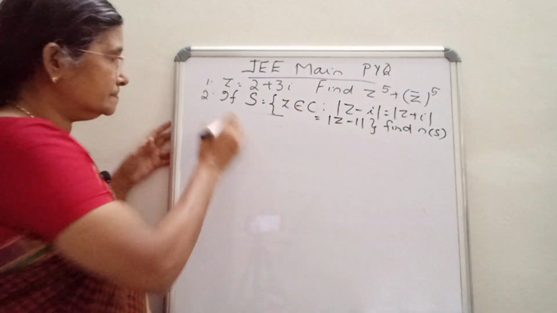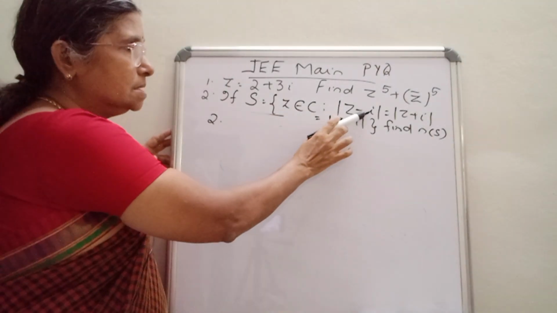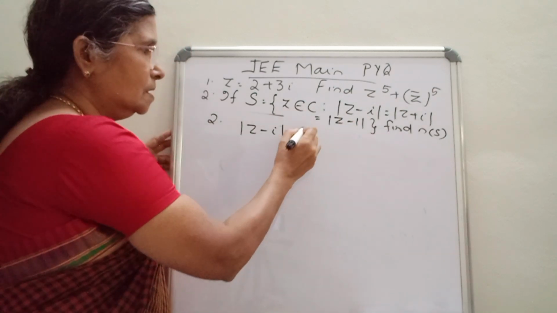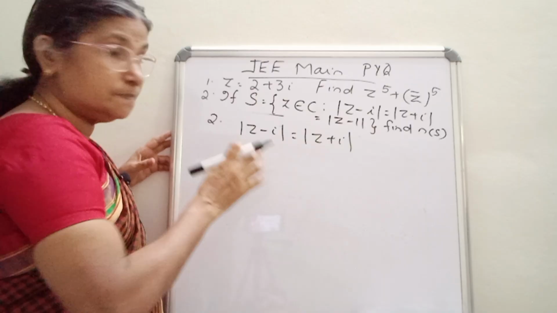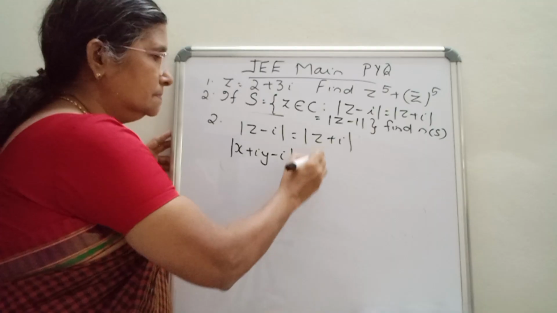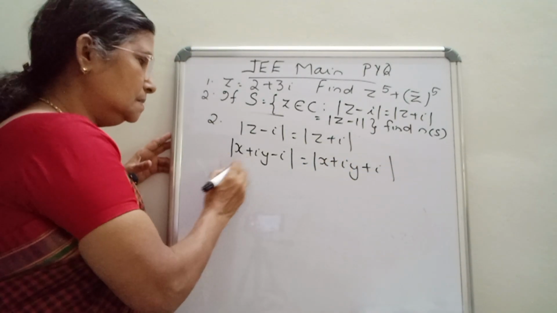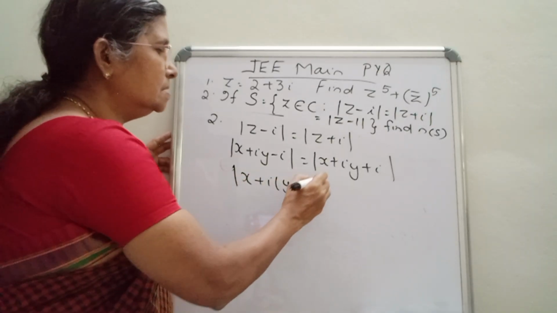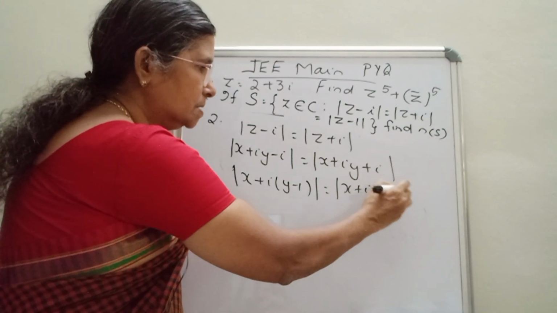Second question. Z is a complex number. Mod Z minus i equals mod Z plus i. First we can take these two. Let Z be x plus iy. Then Z minus i is x plus i into y minus 1, and Z plus i is x plus i into y plus 1.